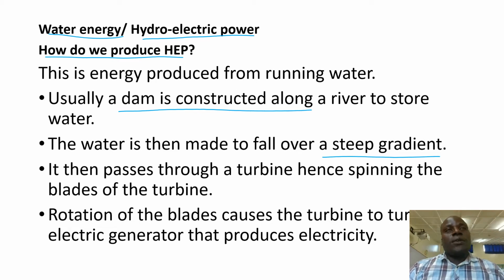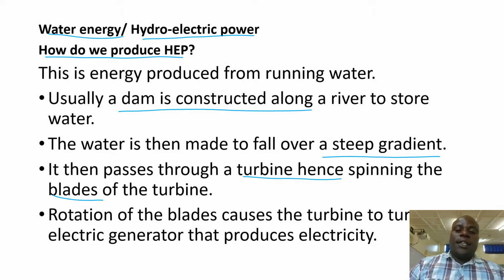Then as it flows on its steep gradient, it falls on a turbine with its blades. The turbine blades will rotate because of the force of water that falls on them from a steep gradient. When the blades of the turbine rotate, they also cause the turning of the electric generator, which will finally produce electricity.